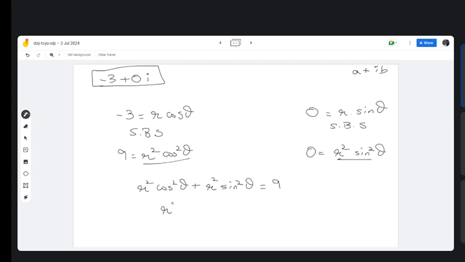I take r square common. Once you take r square common, cos square theta plus sin square theta remains, which is nothing but 1. r square into 1 is nothing but r square is equal to 9. r's value will be equal to plus or minus 3, but only take plus 3 because r should be greater than 0. Done with this. I found the value of r. You find the value of theta now. Let's see.